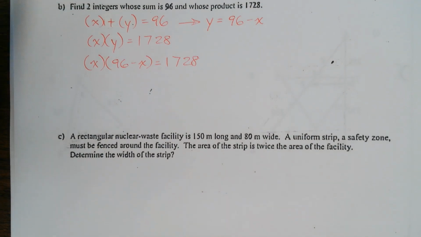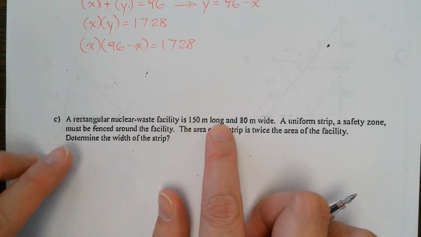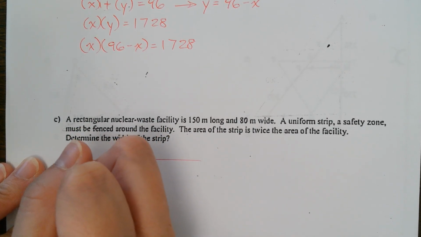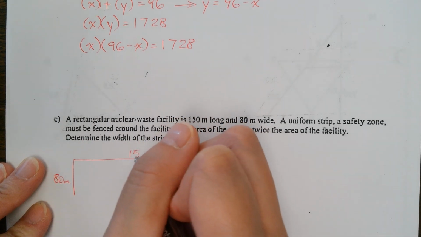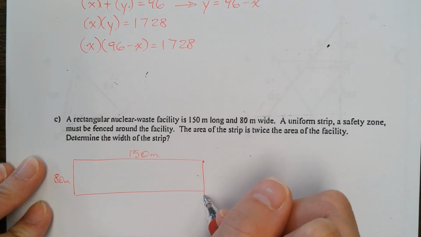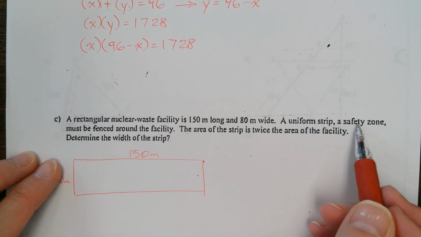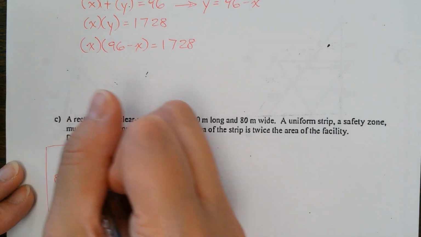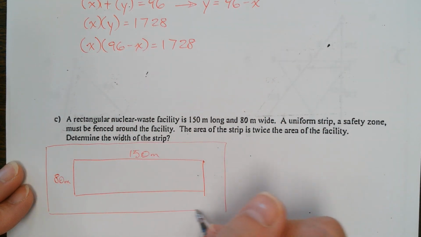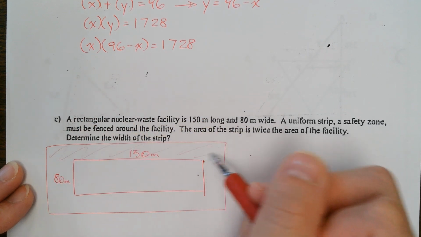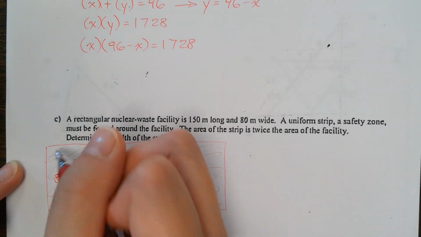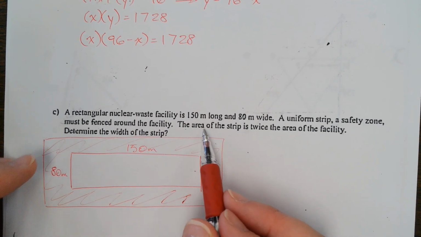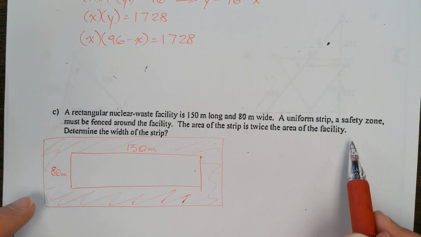Okay. A rectangular nuclear waste facility is 80 by 150. A uniform strip, a safety zone, must be fenced around the facility. So this is your new safety zone. This part right here, that's your safety zone, must be fenced around. The area of the strip is twice the area of the facility.